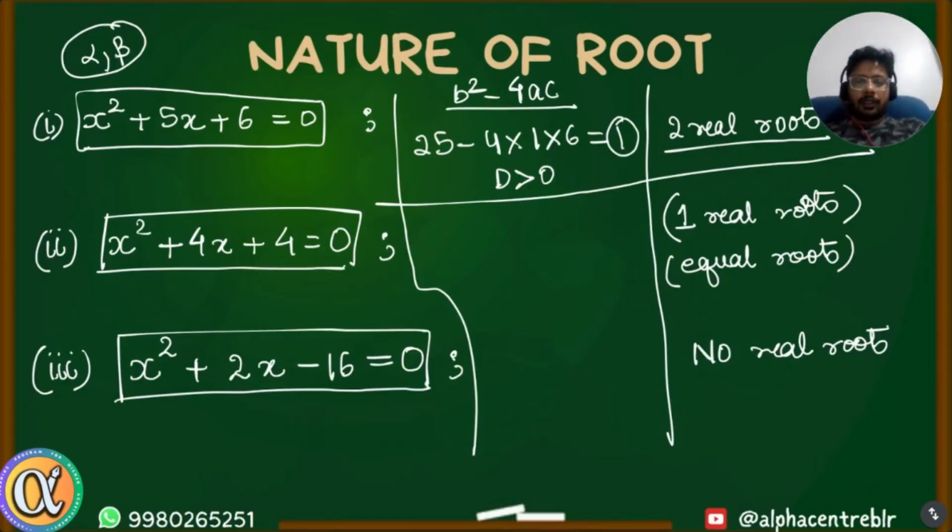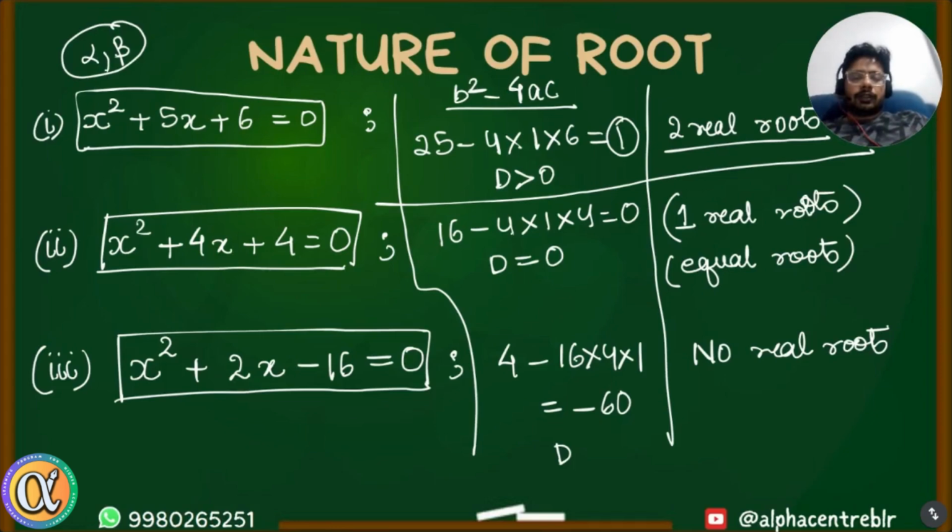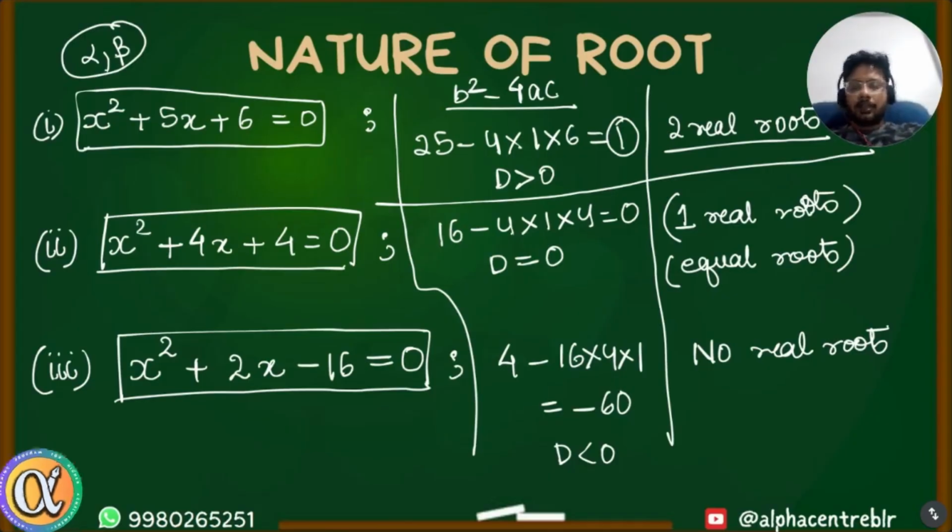This one here, one real root. Let's find the discriminant. 4 square is 16 minus 4 into 1 into 4. So 16 minus 16 is 0. So D is equal to 0. So equal roots. Well, in this last case, 2 square is 4 minus 4 into 1 into 15, so it is 4 minus 60. So D is less than 0. That means no real root. You can try and check if you are interested. You will never be able to find a value of x where this equation becomes 0. It's not possible. Clear?